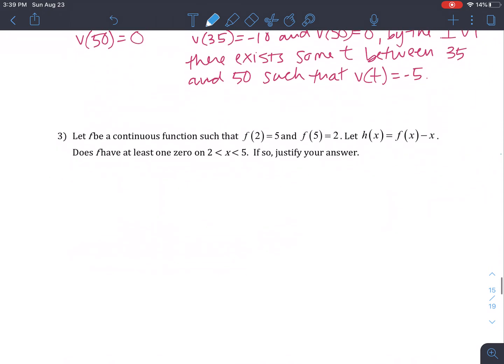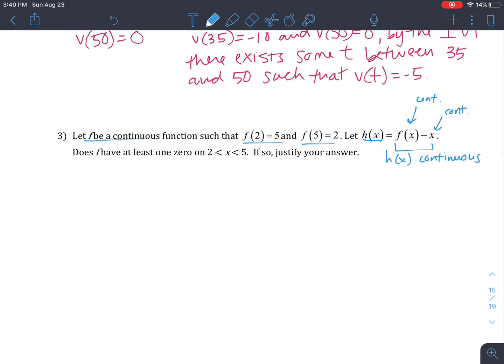Okay, last example, it says let f be a continuous function, and f of 2 equals 5, f of 5 equals 2. And then it gives us this function h of x, which is f of x minus x. f of x is continuous, right? And x, that's also continuous, right? That's just a line. If you are composed of two continuous functions, okay, we know that h of x is also continuous. So that's an algebra fact we know. If we compose two continuous functions, the final function is also continuous in this way.